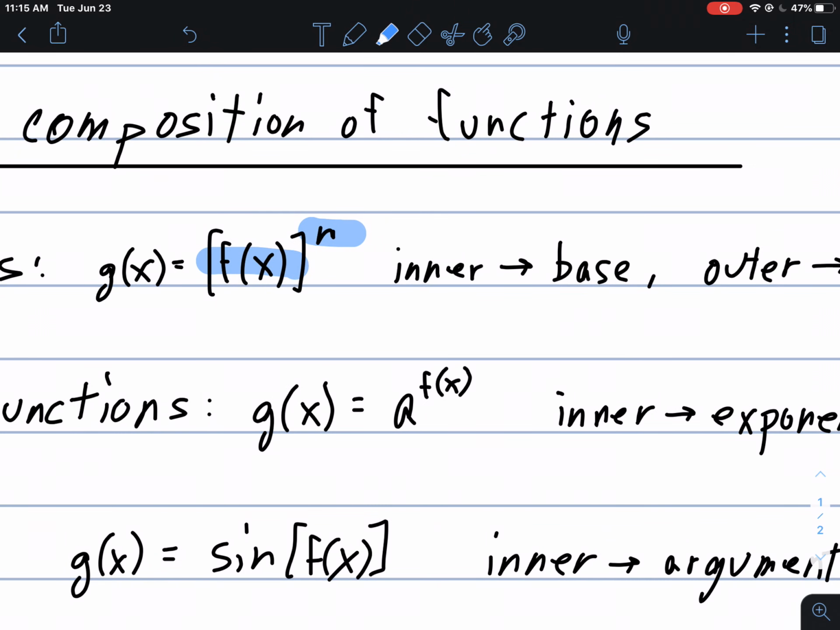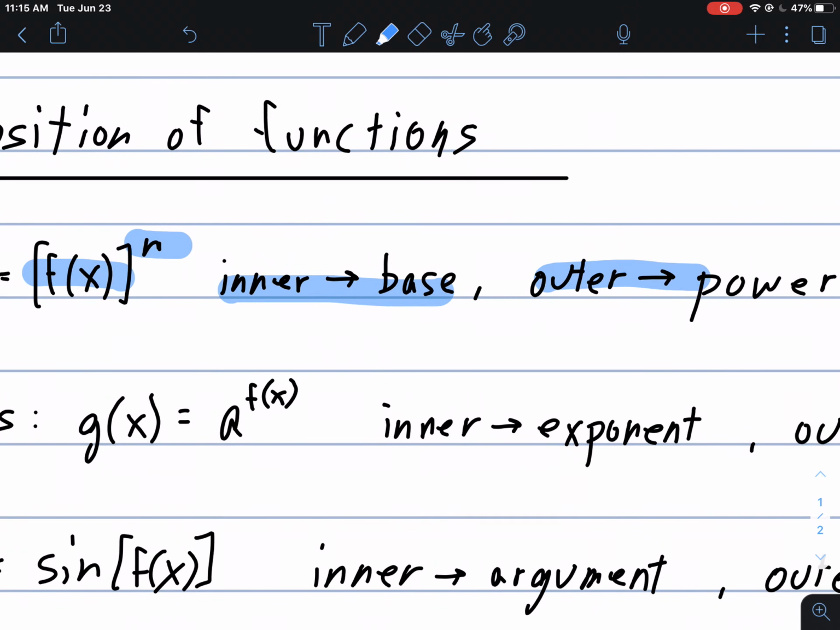So recognizing the inner and outer function. The inner function is the base when you're looking at a power function. And then, of course, the outer function is the power function itself. So that's what I'm interested in right here, recognizing what's the outer function, what's the inner function, and then we'll talk about the differentiation processes.